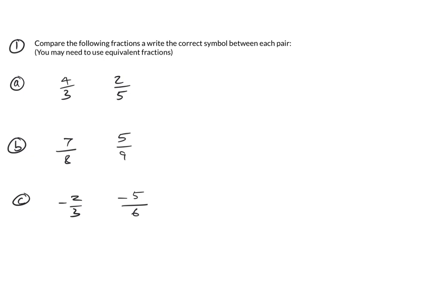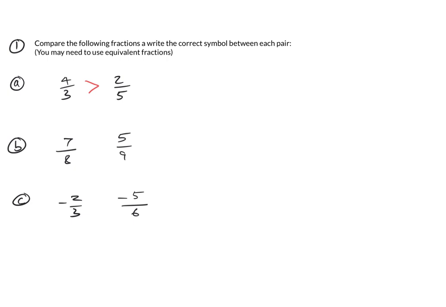Question 1 asks you to compare pairs of fractions. If we look at the first one, we've got 4/3 and 2/5. Clearly 4/3 is greater than 1, 2/5 is less than 1. So the symbol you would have to put in between would be the greater than symbol. It's open to the larger of the two fractions.